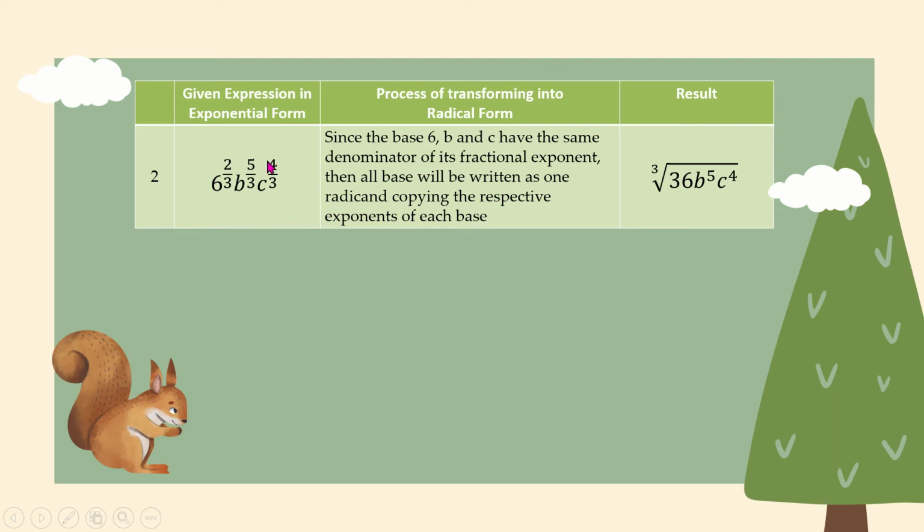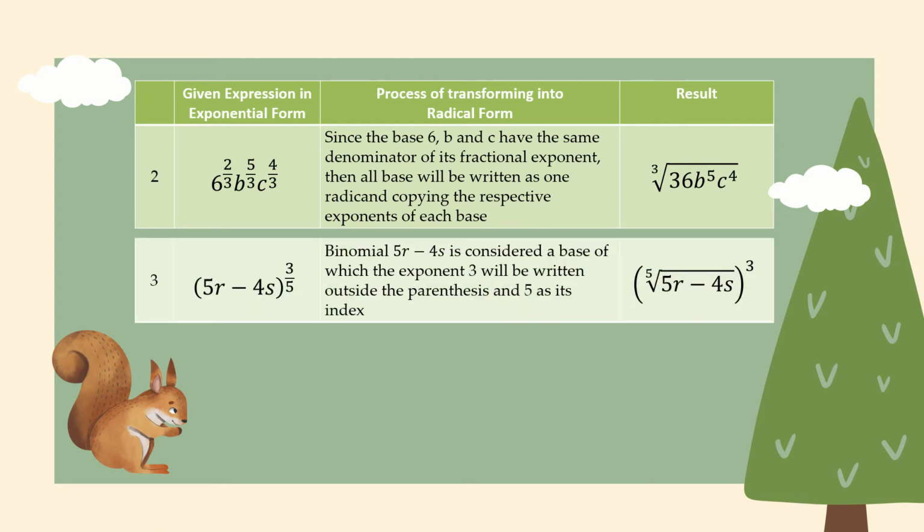So the 2, 5, and 4, the exponents of each base, will be written and simplified inside the radicand. So 6 squared is 36 since it is a number. When the base is a number, we get the exact value. But when the base is a variable like b exponent 5 and c exponent 4, we just copy it.